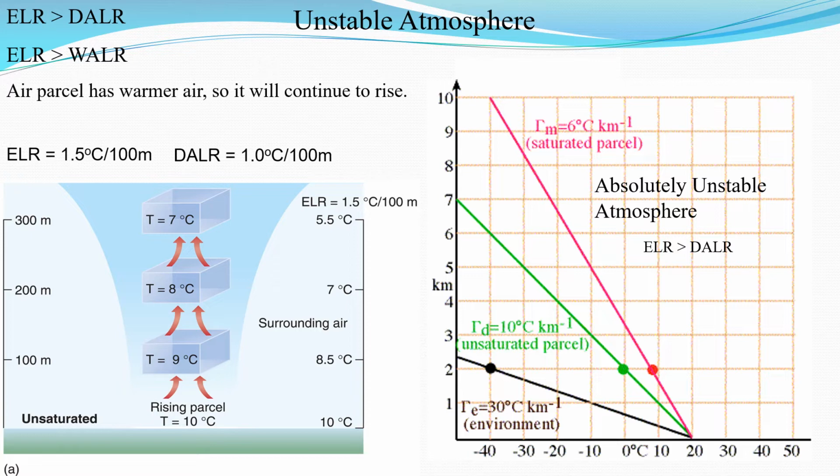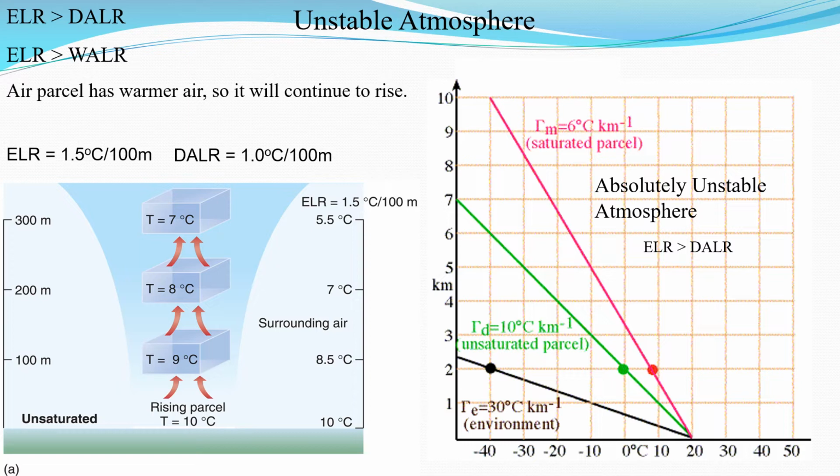So a rising parcel of unsaturated surface air will cool at the dry adiabatic rate, because the dry adiabatic rate is less than the environmental lapse rate. The parcel will be warmer than the surrounding air and will continue to rise, constantly moving upward away from its original position. The atmosphere is really unstable.